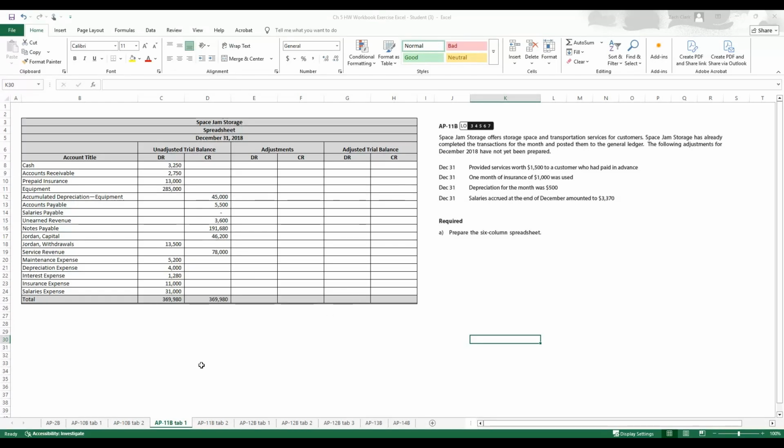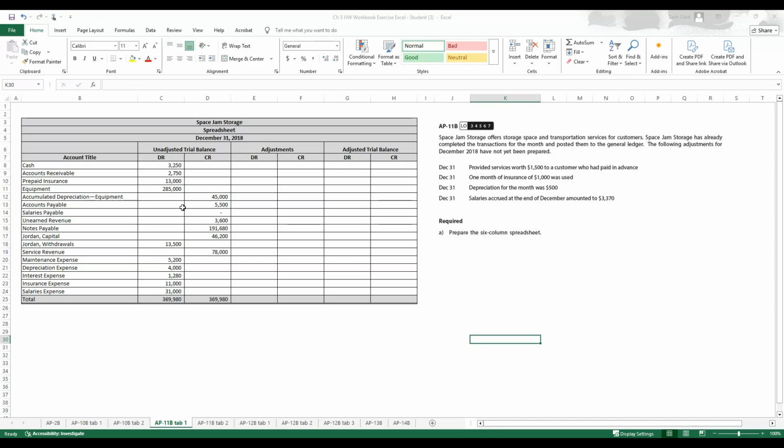Hi everyone, in this video we're going to work through the workbook exercise AP 11B for chapter 5. In this problem it's very similar to AP 10B. We have a spreadsheet here that we're going to complete with the adjustments and the adjusted trial balance, etc. And we are going to dive right in.